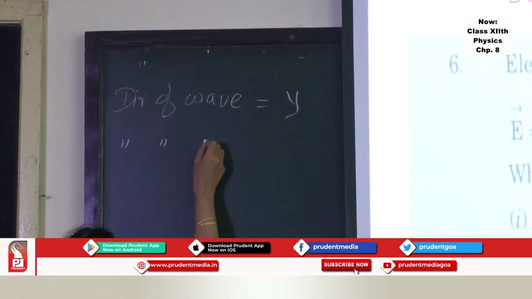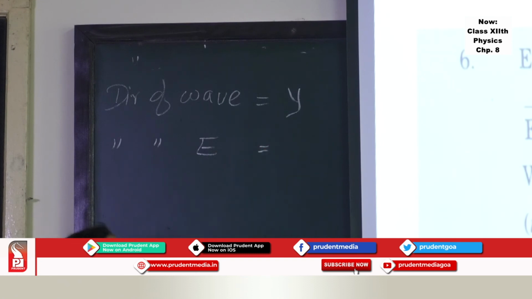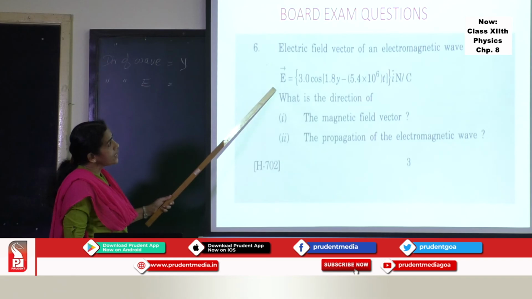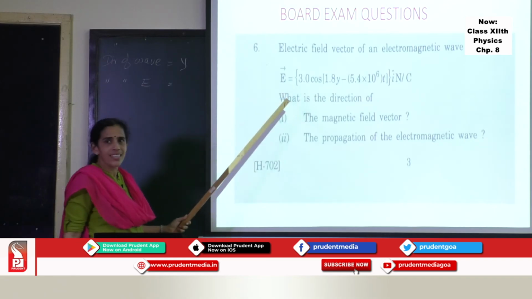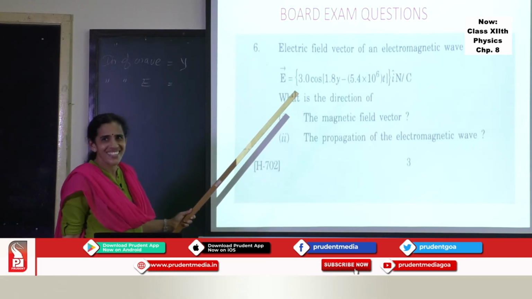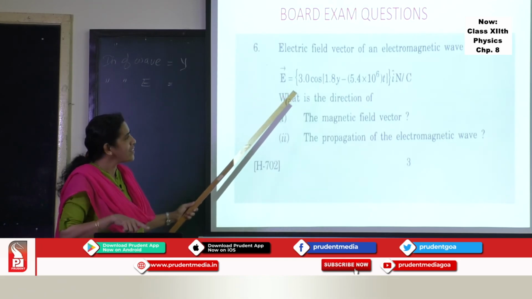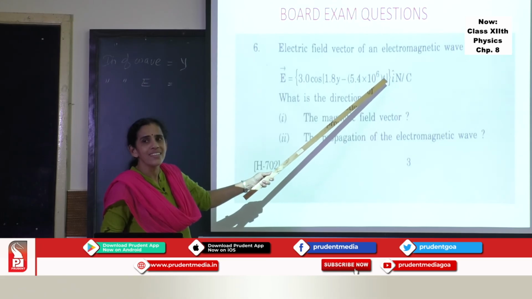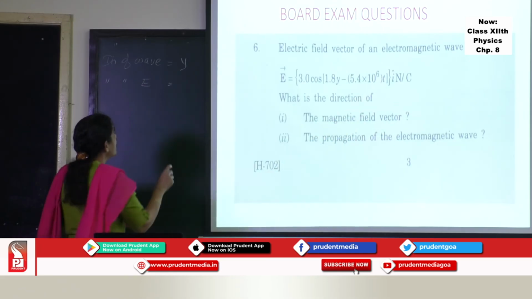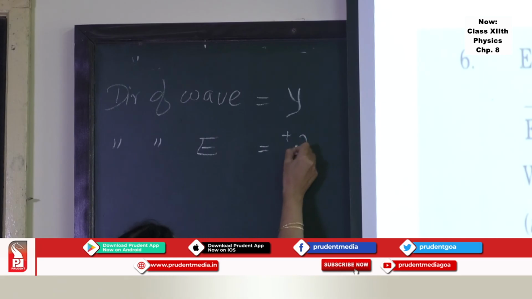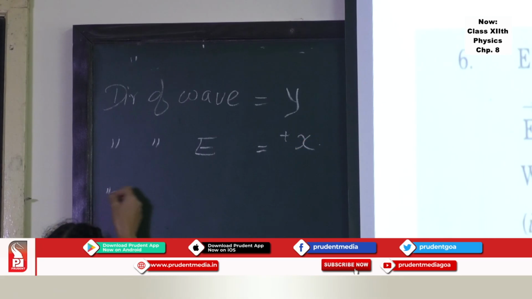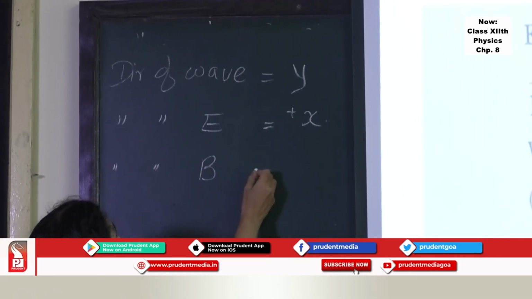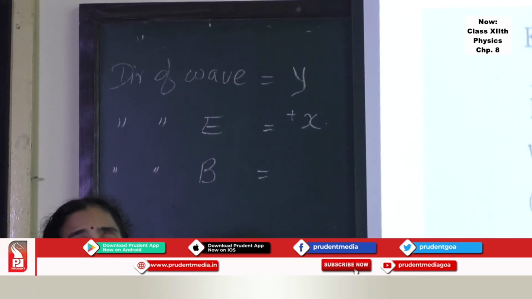The direction of E is what? They have not written Ex or Ey or Ez like how we have written in that formula. But here it is given I cap. I cap shows what? Positive x axis. Therefore, direction of B will be what?